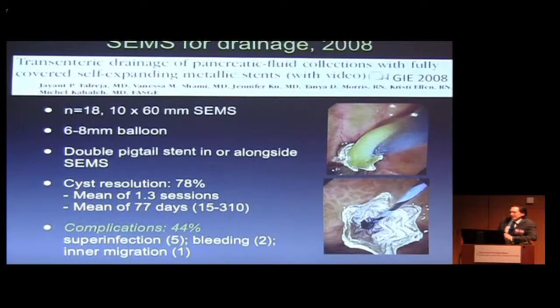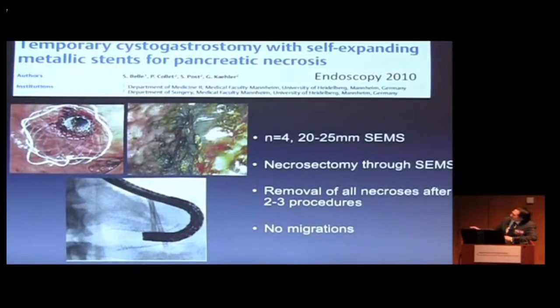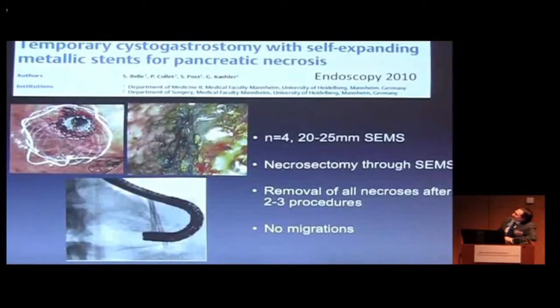Now, the use of a self-expandable metal stent to facilitate the drainage of these collections was first reported by Michel Cahaly when he was at the University of Virginia. And, sorry, let me just go back here. And you can see that in these 18 patients here, he had fairly good cyst resolution rates, but also here the complication rate of 44%, including an inner migration of a self-expandable metal stent. That's obviously not an easy complication to deal with.